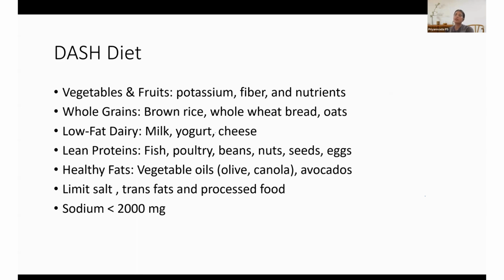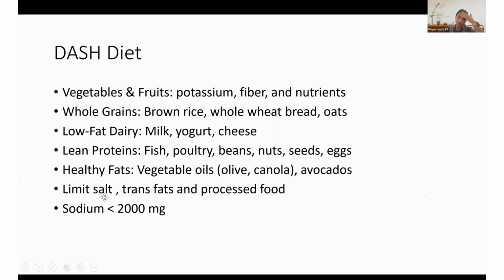DASH diet is what is advised, but there are many other heart healthy diets like Mediterranean diets and all. So the only thing is to advise a diet that's going to be feasible. The DASH diet is quite easy to incorporate into any dietary practices. Basically, it relies on a lot of fruits and vegetables to give potassium. In the last session, I told you that when you take more potassium, that can drive the sodium out of your body. And potassium also has a little bit of a vasodilatory effect. And whole grains, low dairy fat, lean proteins, healthy fats, and limit salt, trans fat, and processed food.